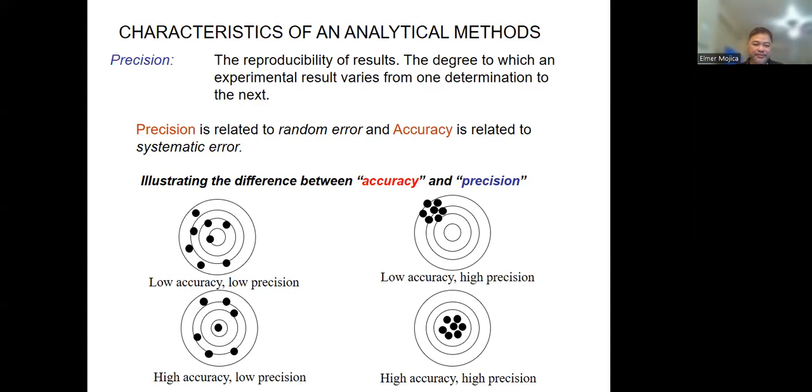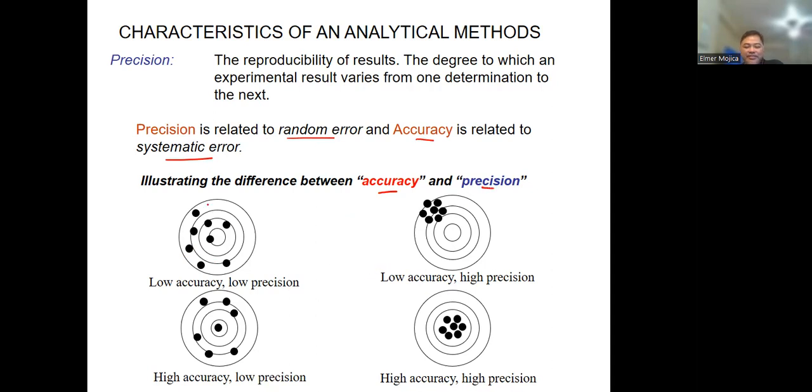Precise po. Okay. So ideally, it's easier for you to determine or to get what we call a precise data. So when we're talking about precision, we're looking at how the data are close to one another, reproducibility of the data. Okay, or the degree to which an experimental result varies from one determination to other. So we could say precision is related to random error, accuracy is related to systematic error. So this is the classic difference between the accurate and precise measurement.